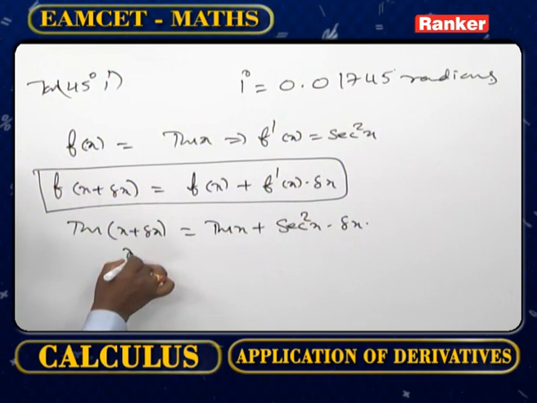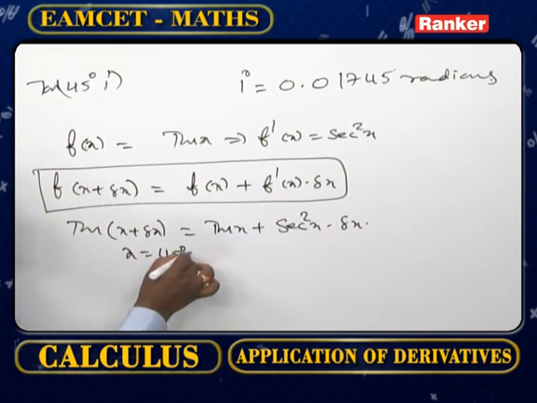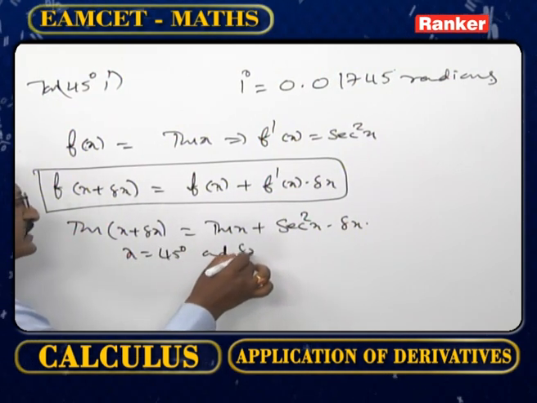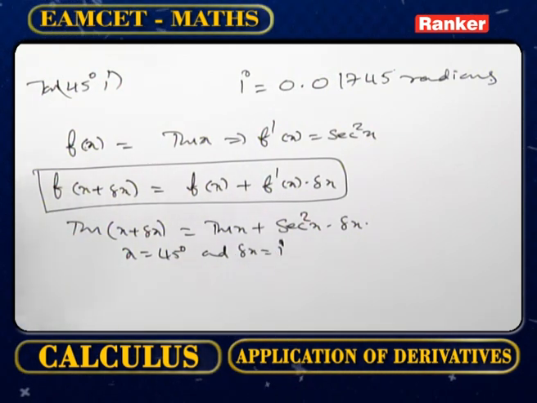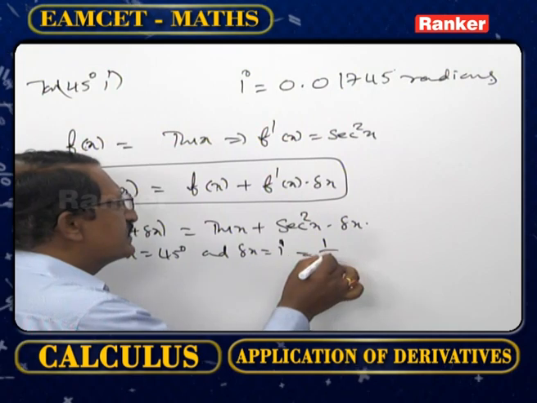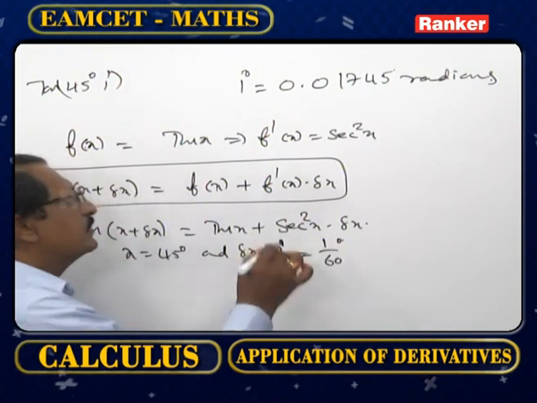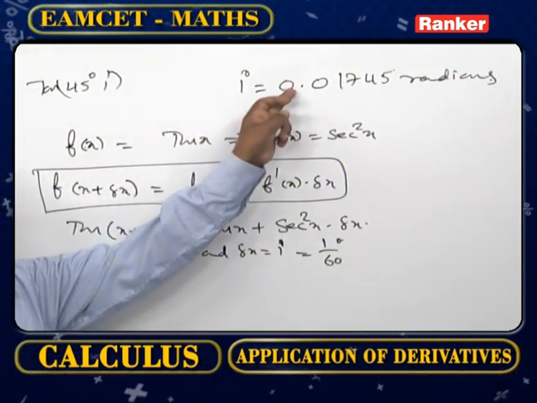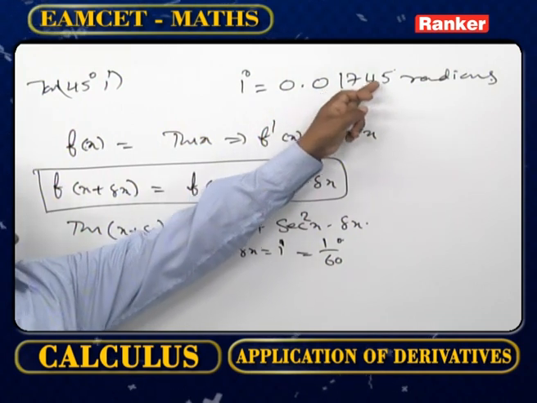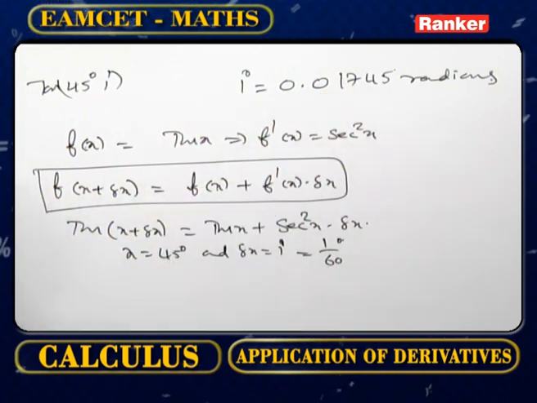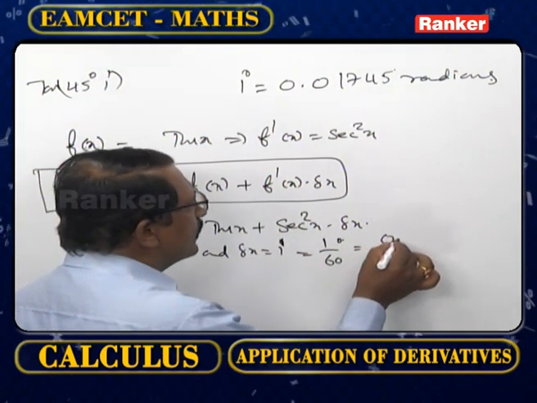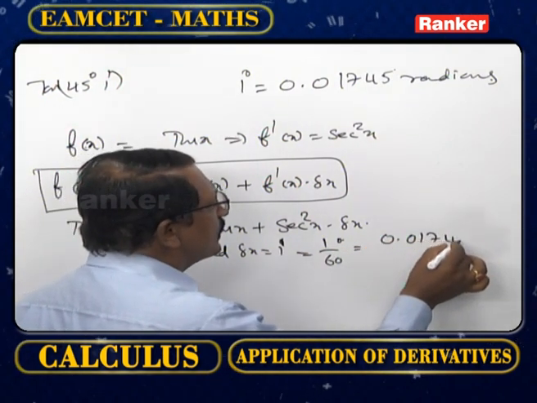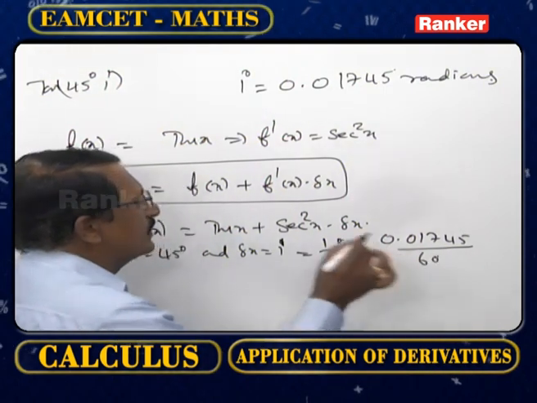Now consider x equals 45 degrees and delta x equals 1 minute. But 1 minute equals 1 by 60th of a degree. Given that 1 degree equals 0.01745 radians, 1 minute equals 0.01745 by 60.